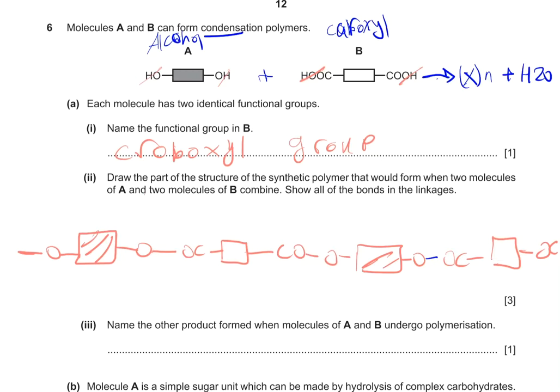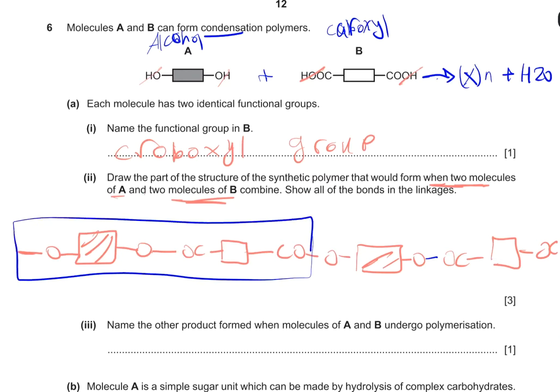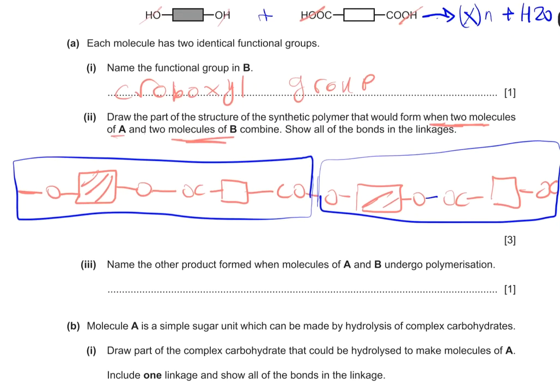And the reason why we doubled this is because for this, they said 2 molecules of A and 2 molecules of B combined. So if we're looking at one molecule, it would be something like this. So that would be one molecule, and that would be the other molecule here, this one here. So that's the answer for question 6A2.